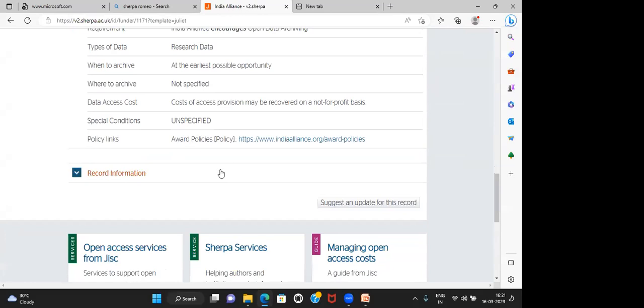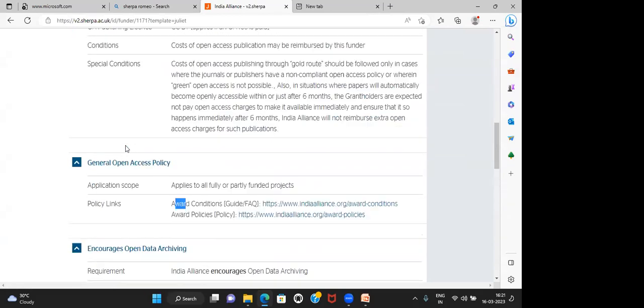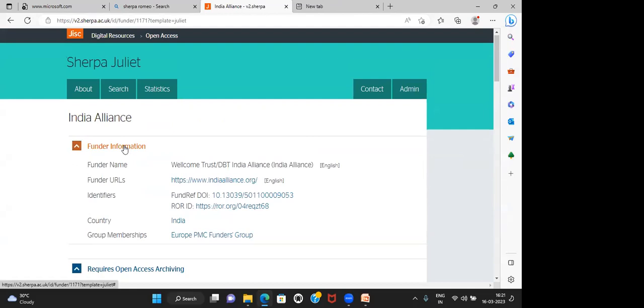The cost of the access provision may be recovered on a not for profit basis, and special conditions are not specified. So these are the things you will find on this website, this database, that are needed for our publication. So what type of mandates are available for particular funders that we have to follow, we can come to know from this database, that is SHERPA Juliet. For publishers' policy, we come to know from SHERPA Romeo, and for funders' policy, we can come to know from SHERPA Juliet.